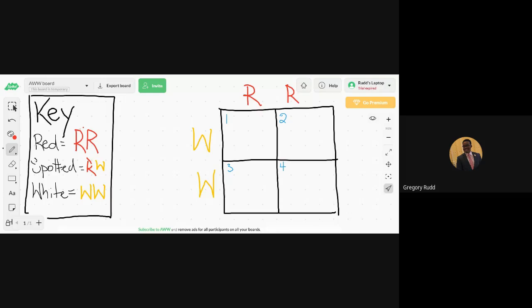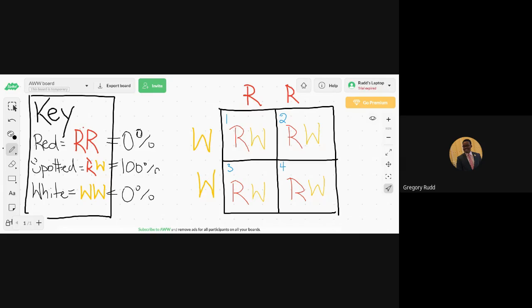But Brian, what goes in box 1? RW. What about box 2? RW. What about box 3? RW. And box 4? RW. Good. They all end up with the exact same RW, RW, RW, RW. So what's the percentage of red flowers, Brian? 0. What about spotted flowers? 100. Excellent. All of our offspring are going to be spotted. And what about white? 0. Good.